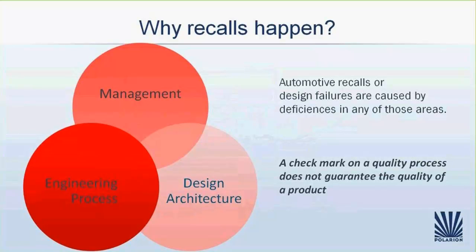Before, it took like 5 years for the development of a vehicle, just the design itself, and now it's taking months. So everything needs to be really quick, and because of that, there is no attention to details. But okay, where are those areas? Well, one is management, another one is engineering process, and another is design architecture.